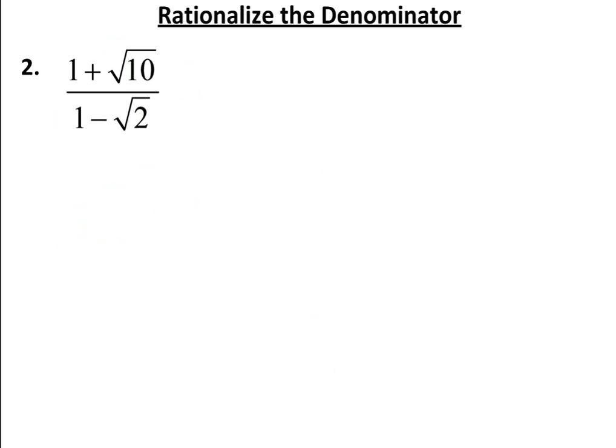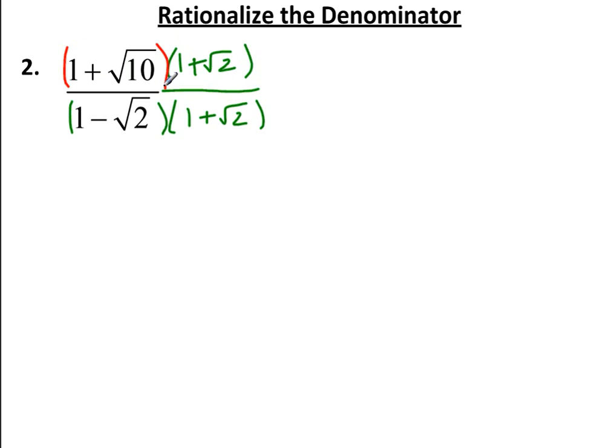This one ends up being a little bit more complicated, not because of my denominator, but because my numerator has a radical in it, which just makes the algebra a little bit tougher. So now, because this says 1 minus root 2, the conjugate would be 1 plus root 2. You always just change the sign in the middle. So I'm going to multiply my numerator and denominator by 1 plus root 2, and then do a little bit of the algebra.